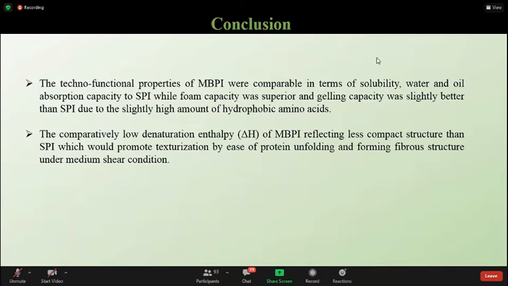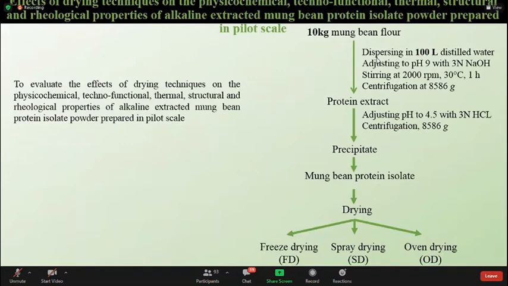Next, we look at the effect of drying technique, because it is a very important step before we can turn the protein into a product. Currently, the protein product is used in different forms. It can be used in a shake, for example. It can be used in meat product, for example. It can be used to form different products. So that's the reason why drying is very important.